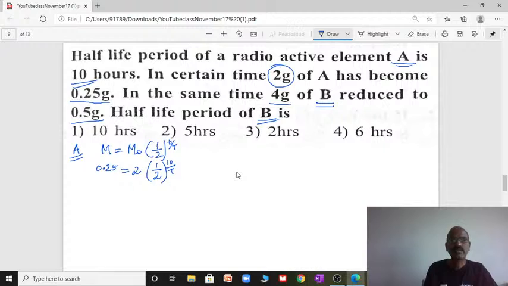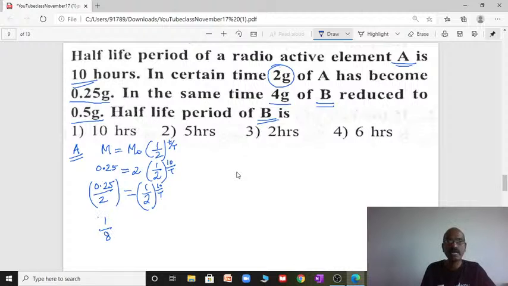So 0.25 equals 2 into 1 by 2 whole power 10 by T. Bring the 2 down, and divide both sides by 2. It is equal to 1 by 2 whole power 10 by T. Multiply and divide 0.25 by 100. You will get 25 by 200. That will be 1 by 8.